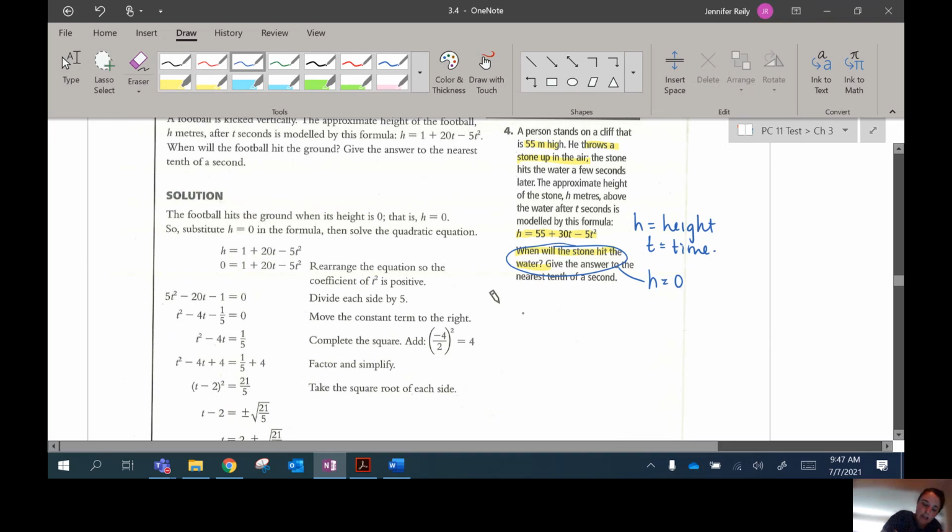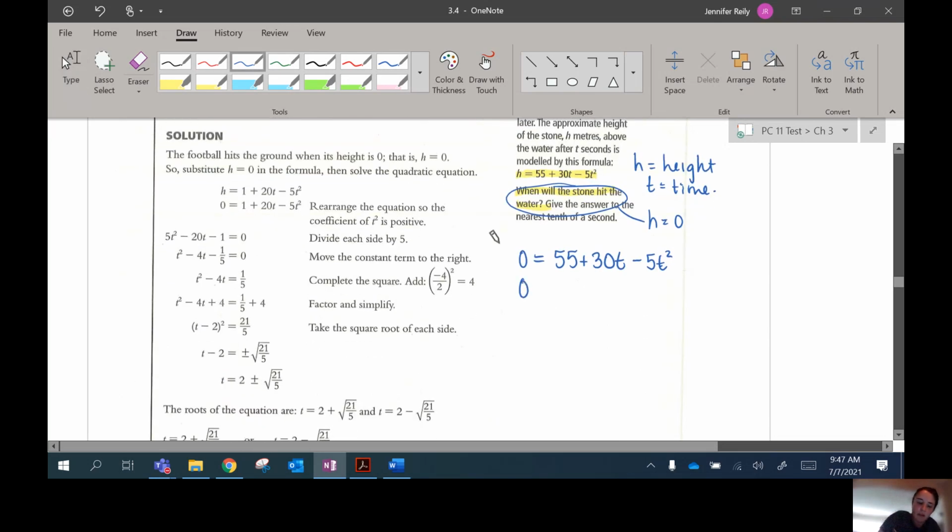Okay, so I'm going to use that same equation, except I'm going to have 0 equals 55 plus 30t. You might have a different scenario where you're asked to find a different height, and in that case, you wouldn't use 0 on the left-hand side there. You use whatever height you're asked for. Okay, and now I'm going to rearrange this and write this in the other order that I'm more used to, where this number comes first.